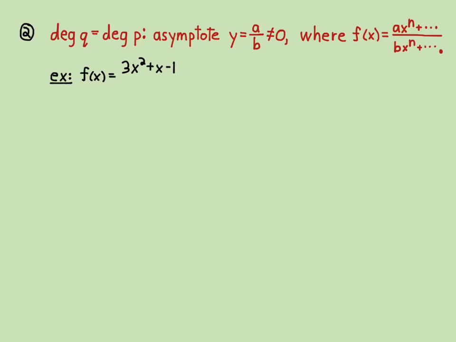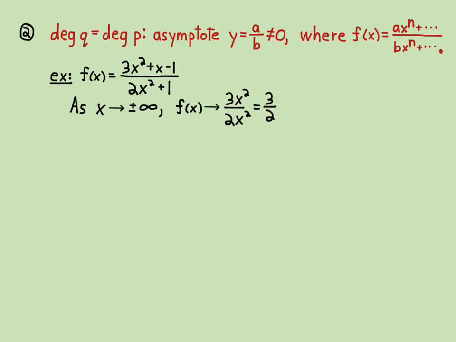Okay, so here's an example. F of x equals 3x squared plus x minus 1 all over 2x squared plus 1. As x goes to plus or minus infinity, I'm just going to do them both at the same time now. F of x goes to the strongest terms for large values of large magnitude x, which is 3x squared over 2x squared. You can reduce that to 3 halves. So f of x goes to the horizontal line y equals 3 halves.